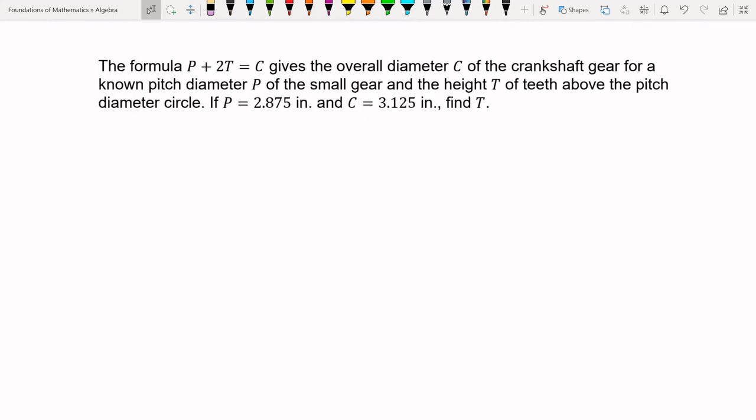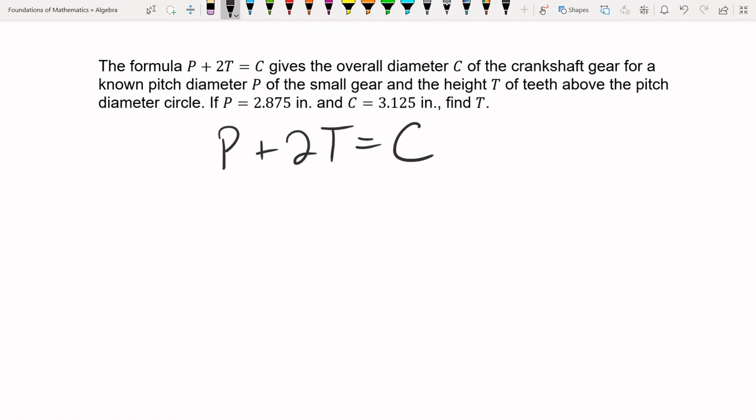The formula P plus 2T equals C gives us the overall diameter C of the crankshaft gear for a known pitch diameter P of the small gear and the height T of teeth above the pitch diameter circle. A lot of language there, which doesn't really help us because I'm not really sure what it's talking about. However, it does give us what P and C are, and it asks us to find T. So if you're not sure what to do, well, write down the formula that's given and plug in the things that are given.